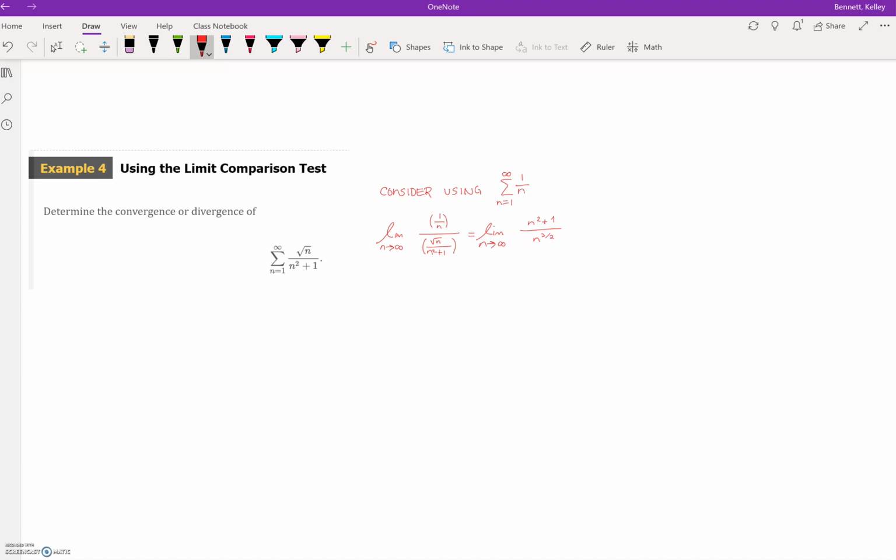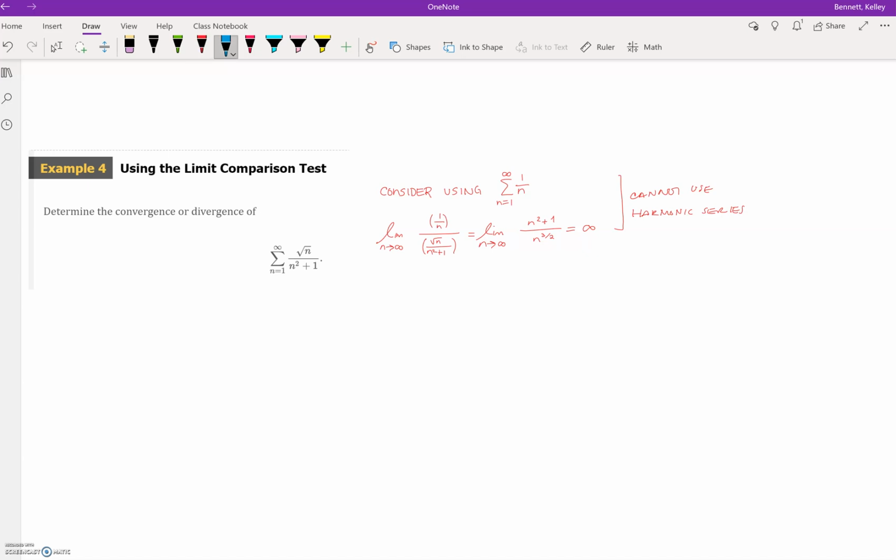And so here, I would see that this limit is going to go to infinity, right? Because the power of the numerator is greater than the power of the denominator, this thing goes to infinity. So this doesn't work. So we cannot use the harmonic series.